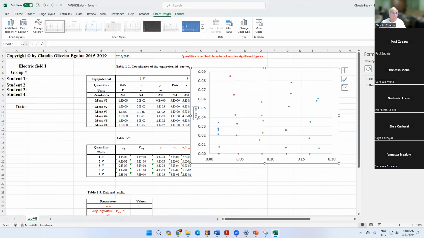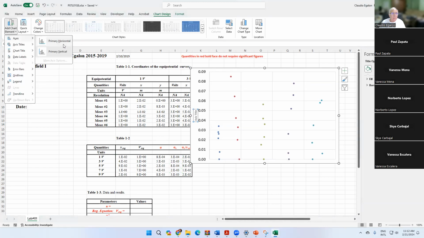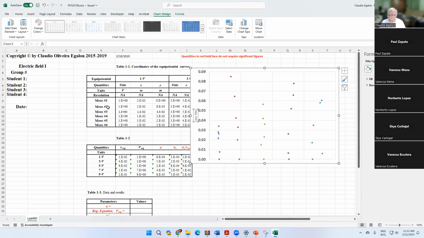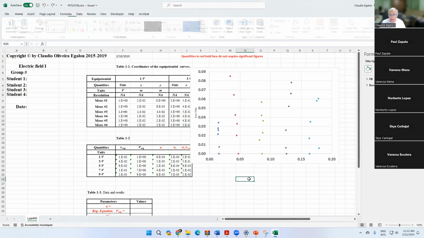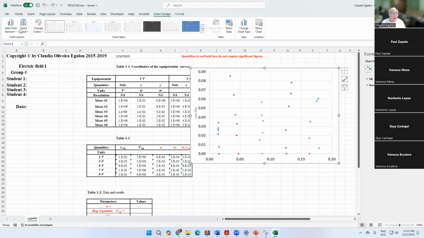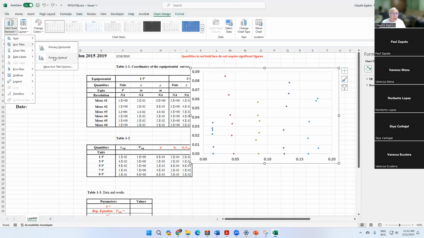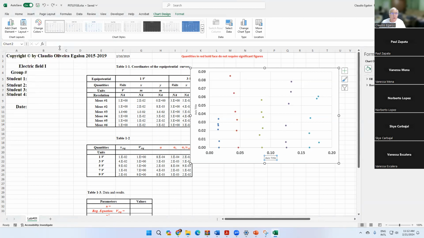Primary vertical, right? Axis title, primary horizontal. Oops, what happened? Something bad happened here. Let's try it again. Okay, axis title, primary horizontal. Okay, good. Like that. Very small, see?